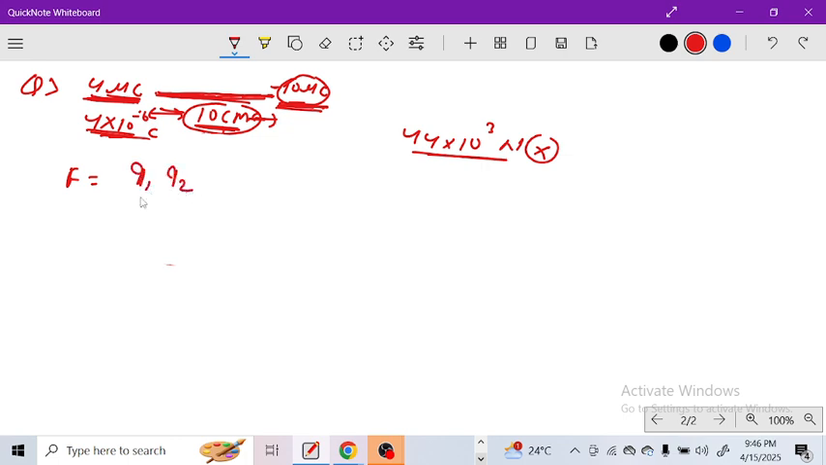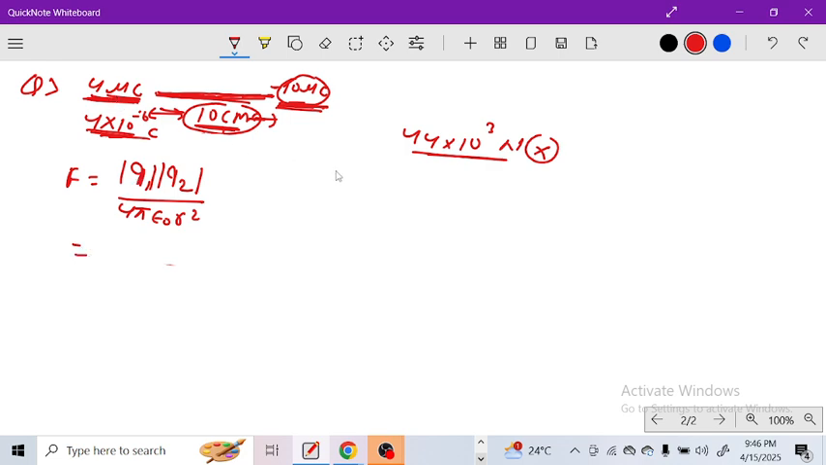Q1 Q2 by 4 pi epsilon naught r square. This is the formula of force. Okay. So we know Q1 Q2 is in the modulus form, so that the negative value will be converted into positive.